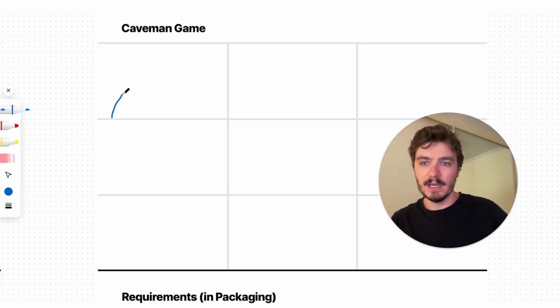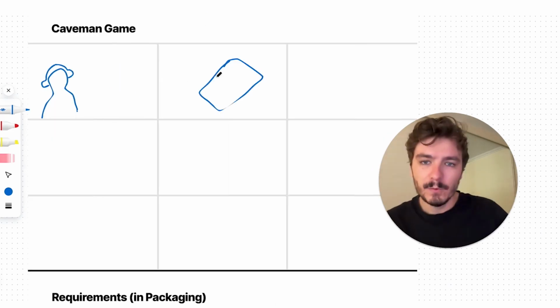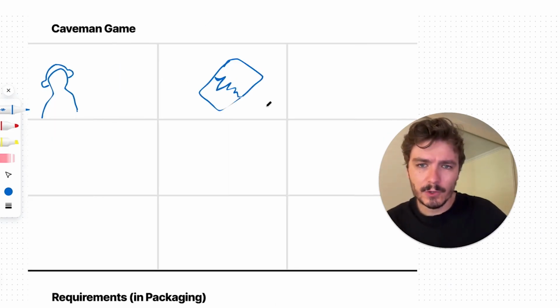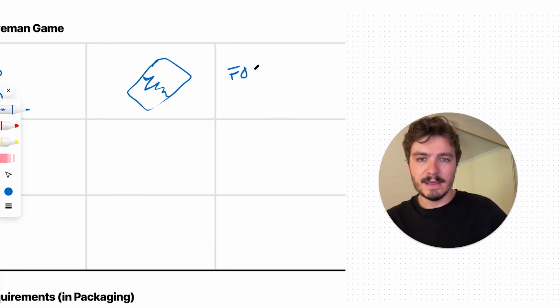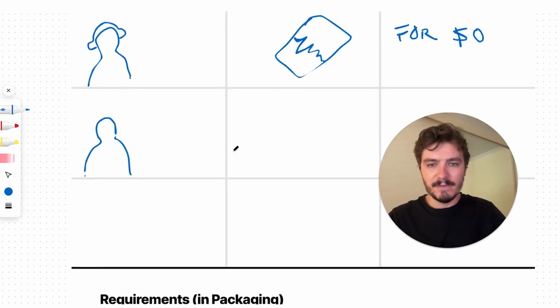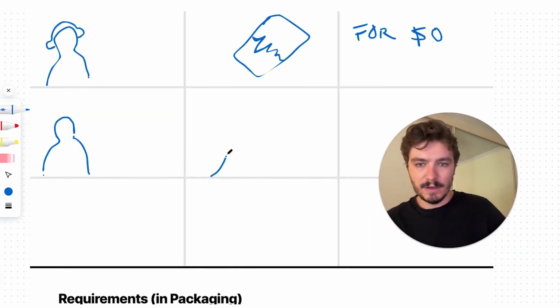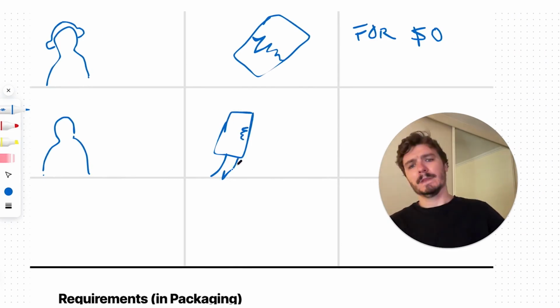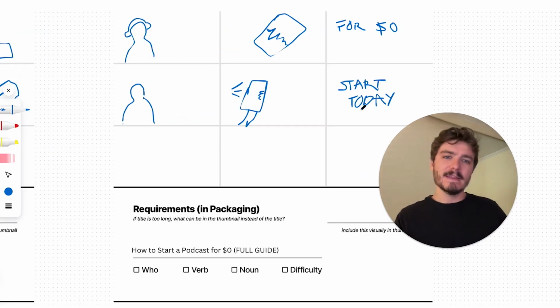So the first one here is audio engineer. That's me, or an audio engineer with headphones. That's terrible. We have a phone with audio recording. I'm so bad at drawing. And then the text for $0. Then we have a guy talking into a phone. So let's say he's holding the phone, holding it. There we go. And he's talking into it. And then the text start today.